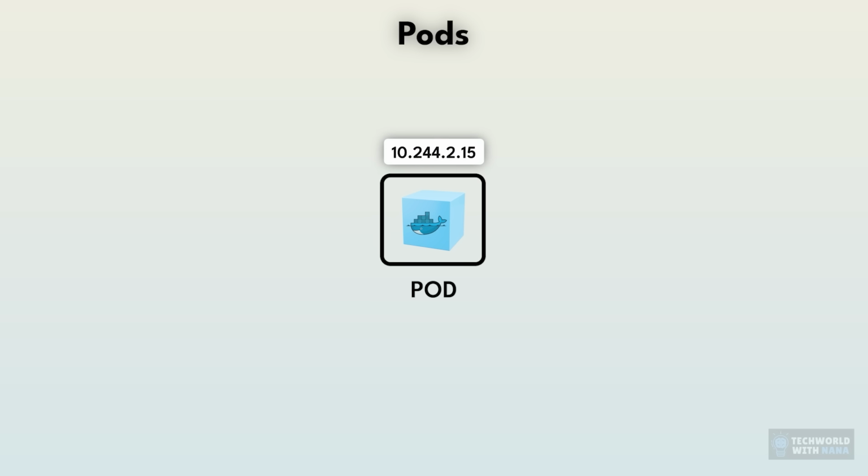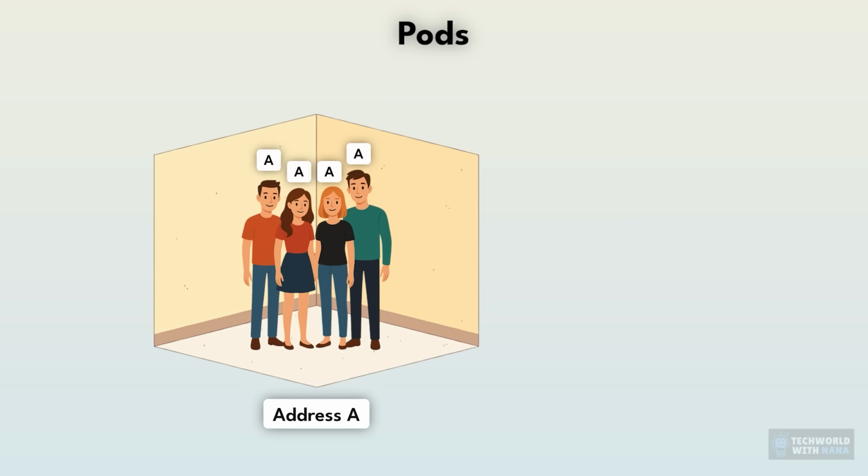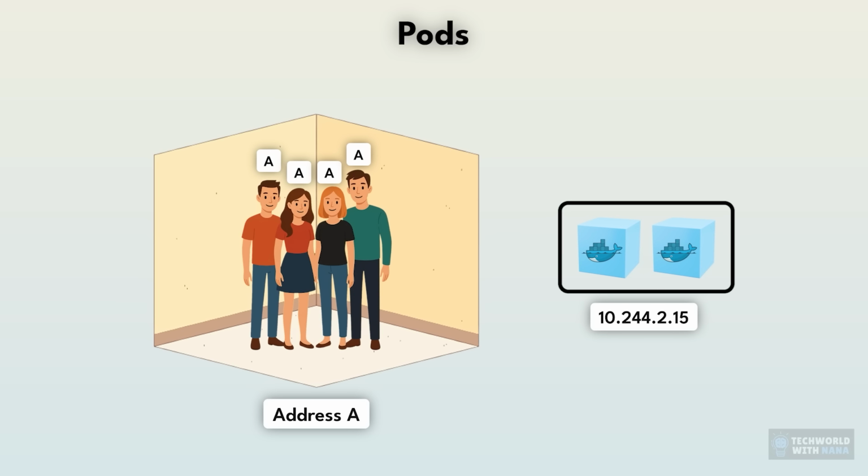In Kubernetes, the basic unit is a pod. A pod is a group of one or more containers that work closely together. Usually it's just one container per pod, and each pod gets its own IP address. So think of a pod like an apartment unit. The apartment has one address, and everyone living in that apartment shares that address. So all the containers inside a pod will share that same IP address.